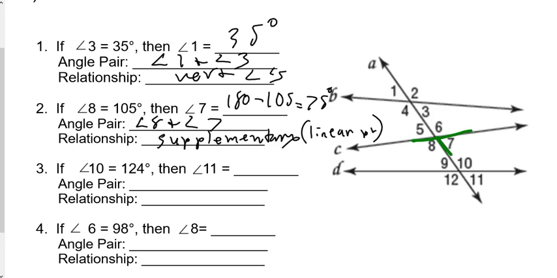All right, angle 10. Where's angle 10? Angle 10 is right here. If angle 10 is 124, then angle 11, which is right here, is going to be 180 minus 124. Which is going to be 56 degrees. So like number 2, similar answer, angle 10 and angle 11 are supplementary. I'm going to let you abbreviate there. Also known as a linear pair.